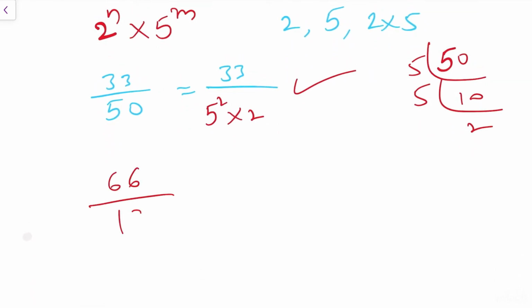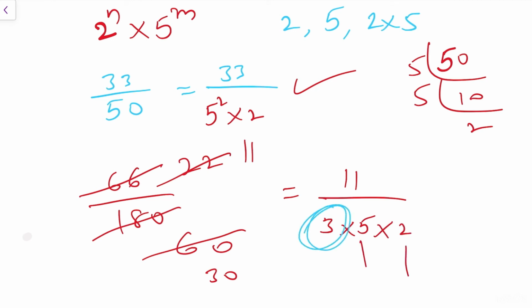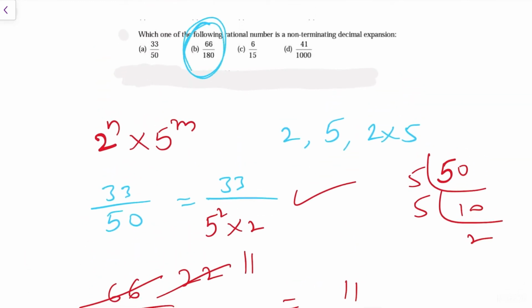Next, second option, 66 by 180. Dividing both by 6, 66 by 180 becomes 11 by 30. So 30 can be written as 3 into 5 into 2. 5 and 2 are there, but besides 5 and 2, some other extra number 3 is also there. So that's why I can say that this 66 by 180 is a non-terminating repeating type of decimal. So option B.